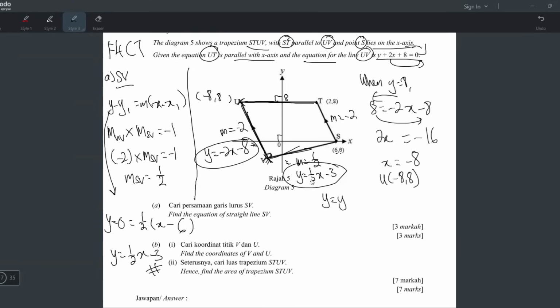And then the Y on the left side I will write this one, 1/2x minus 3, and then on the other side I write the other Y, -2x minus 8. And then now I can find X, and that will be the X coordinate for V. And then substitute back to find Y.